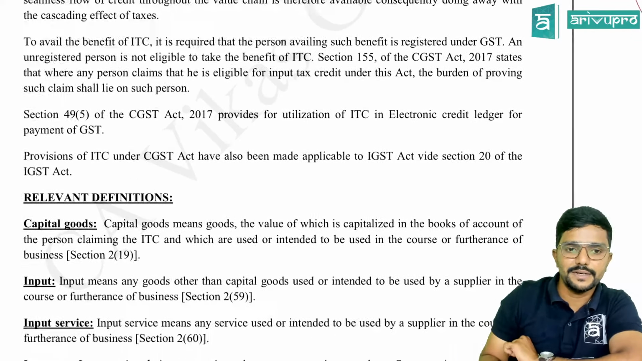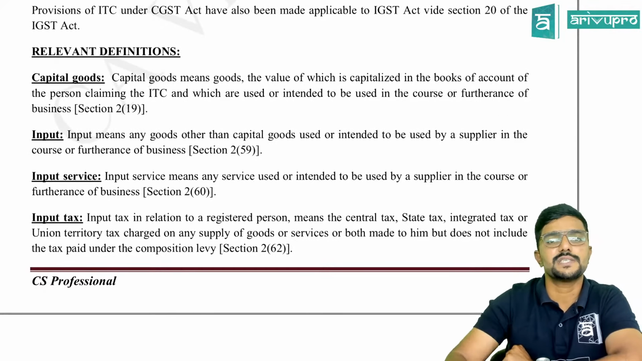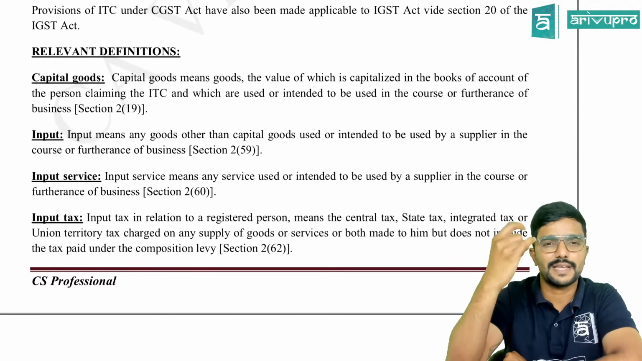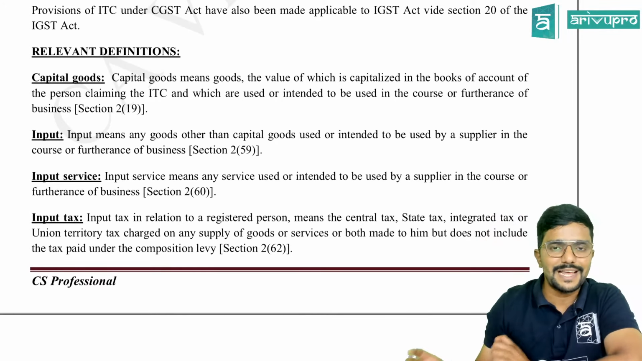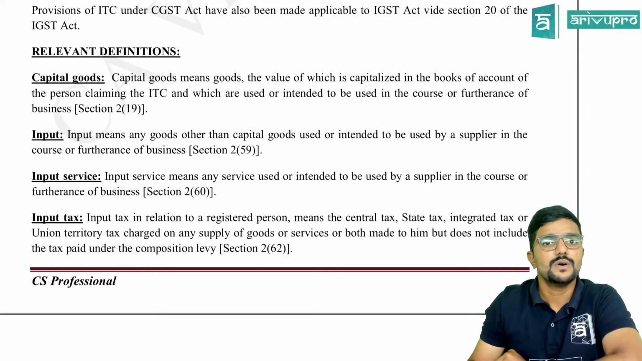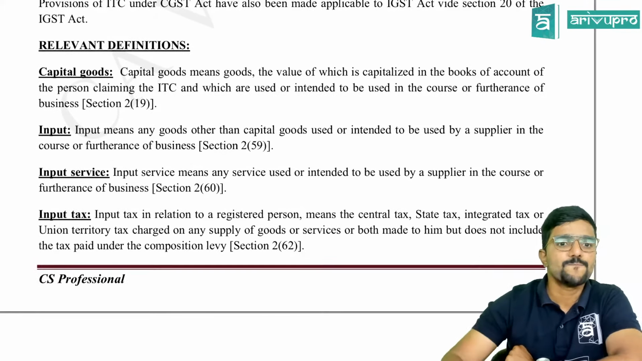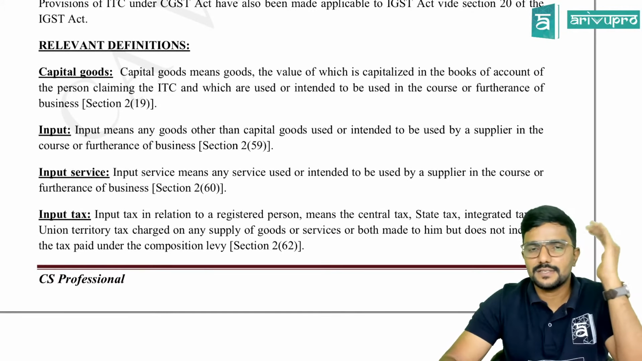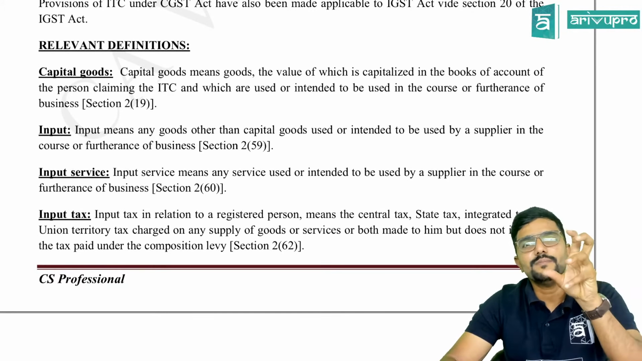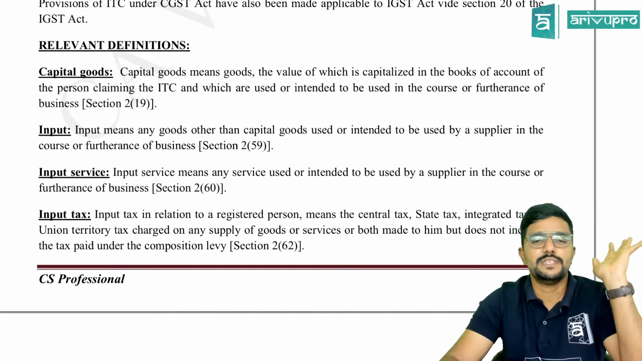Now some relevant definitions, some important terms we will be discussing in this chapter or have already discussed, like capital goods, input tax, input service and all. These have been defined under the CGST Act. What are the definitions we will be going through? Capital goods, and it is a very easy definition, nothing complicated here, guys. Just try to connect it with something related to accounts. If you have some knowledge about accounts, it will be easy for you here.